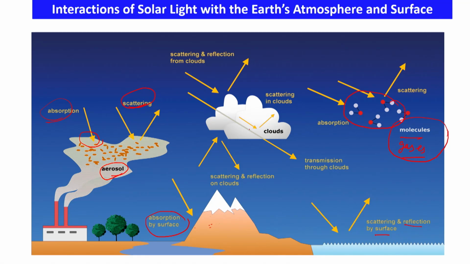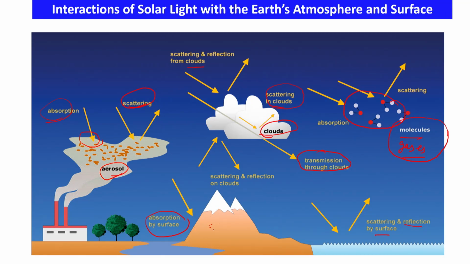Another very important component of the earth system is clouds, and clouds do scatter and reflect the solar radiation. There could be scattering within the cloud itself, and a part of the radiation can be transmitted through the clouds. Depending on the thickness of the clouds, if the cloud is not very thick, then transmission can be there.